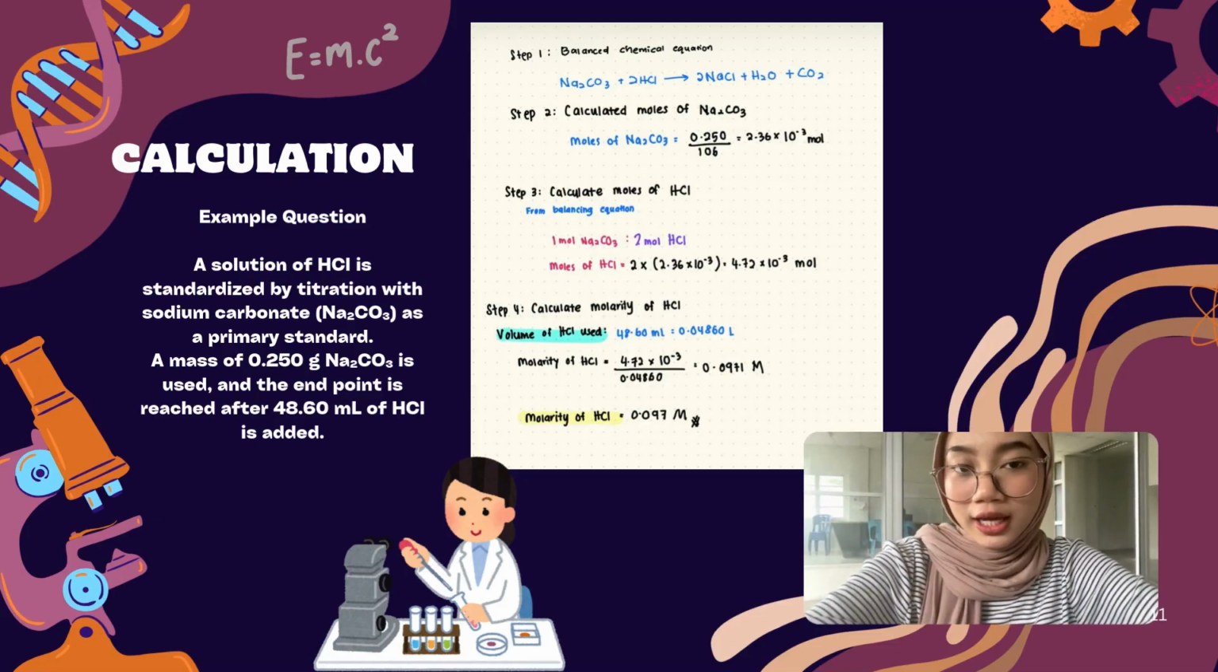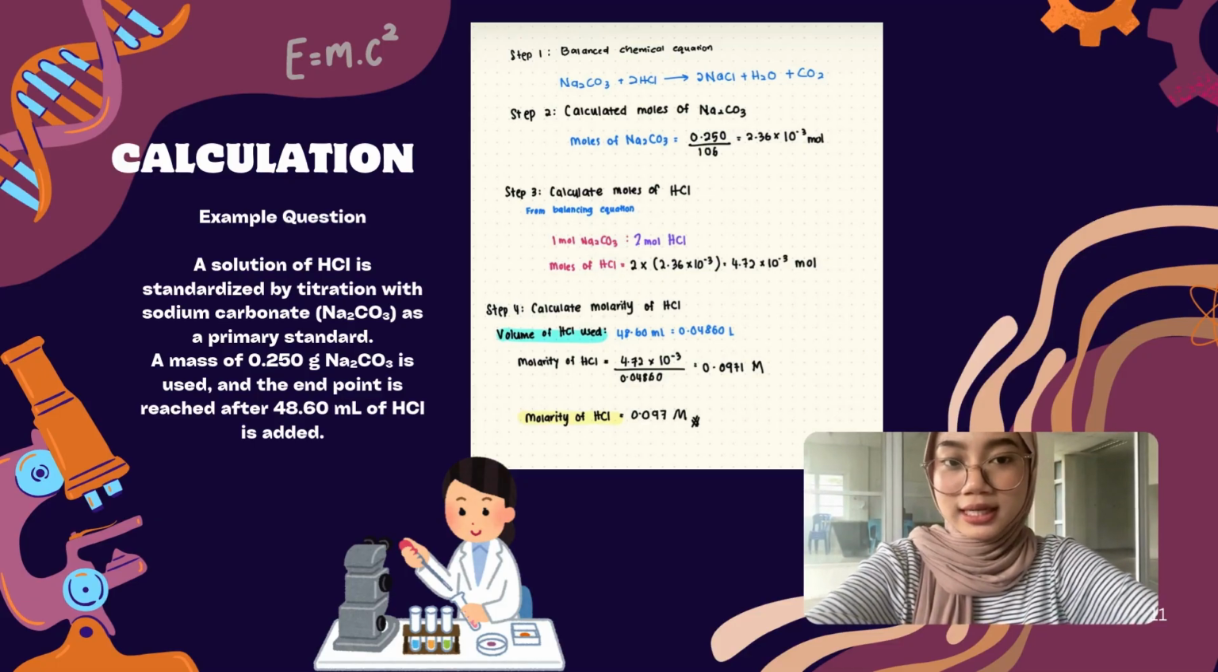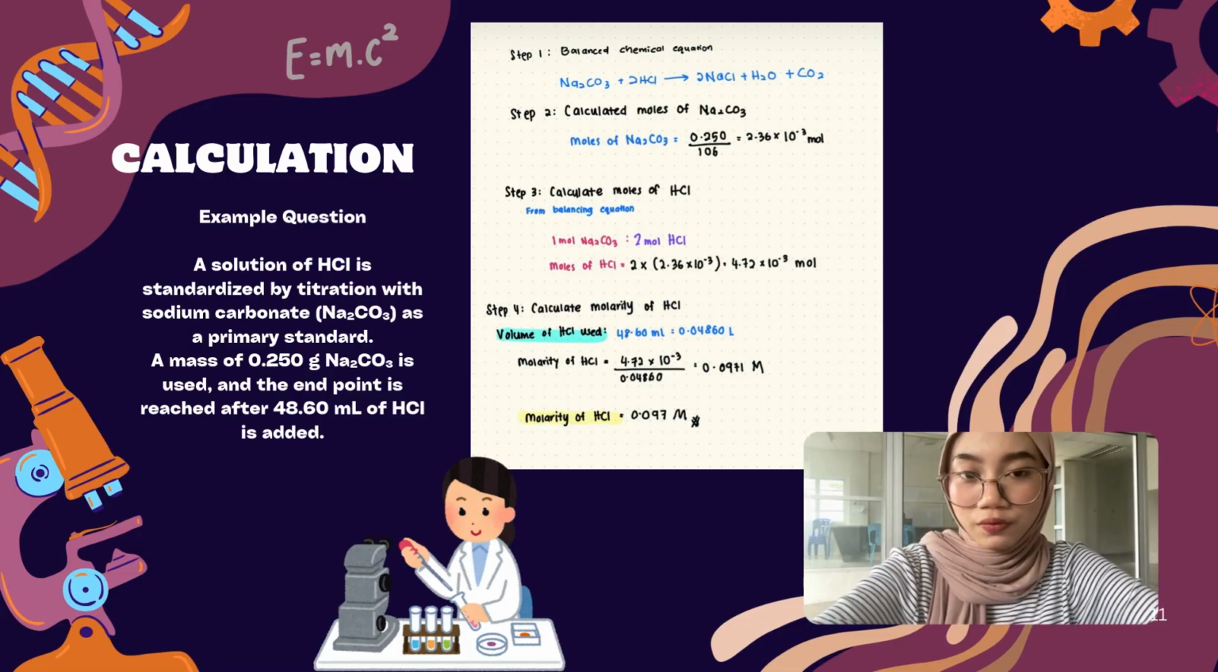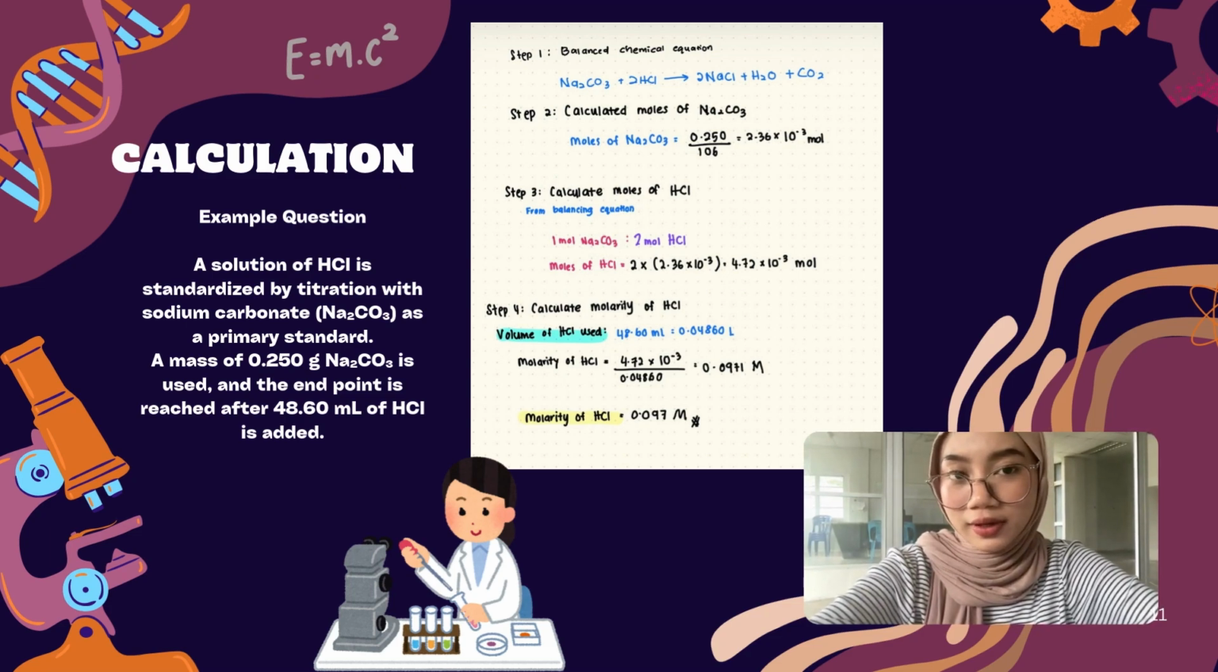Then the volume of HCl used is 48.60 milliliters, which is equal to 0.04860 liters. Finally, we calculate the molarity of HCl. So 4.72 × 10^-3 divided by 0.04860 gives us 0.097 molar. Therefore, the molarity of HCl is 0.097 M.